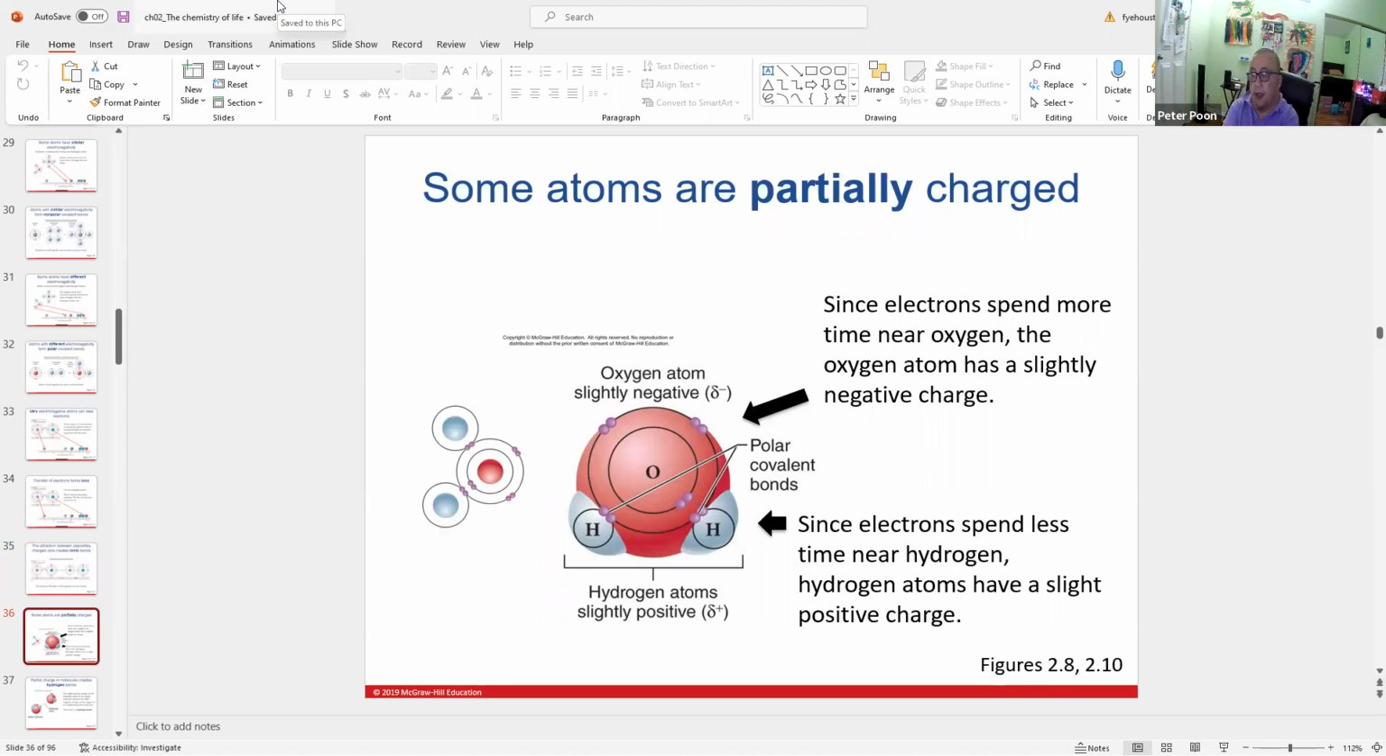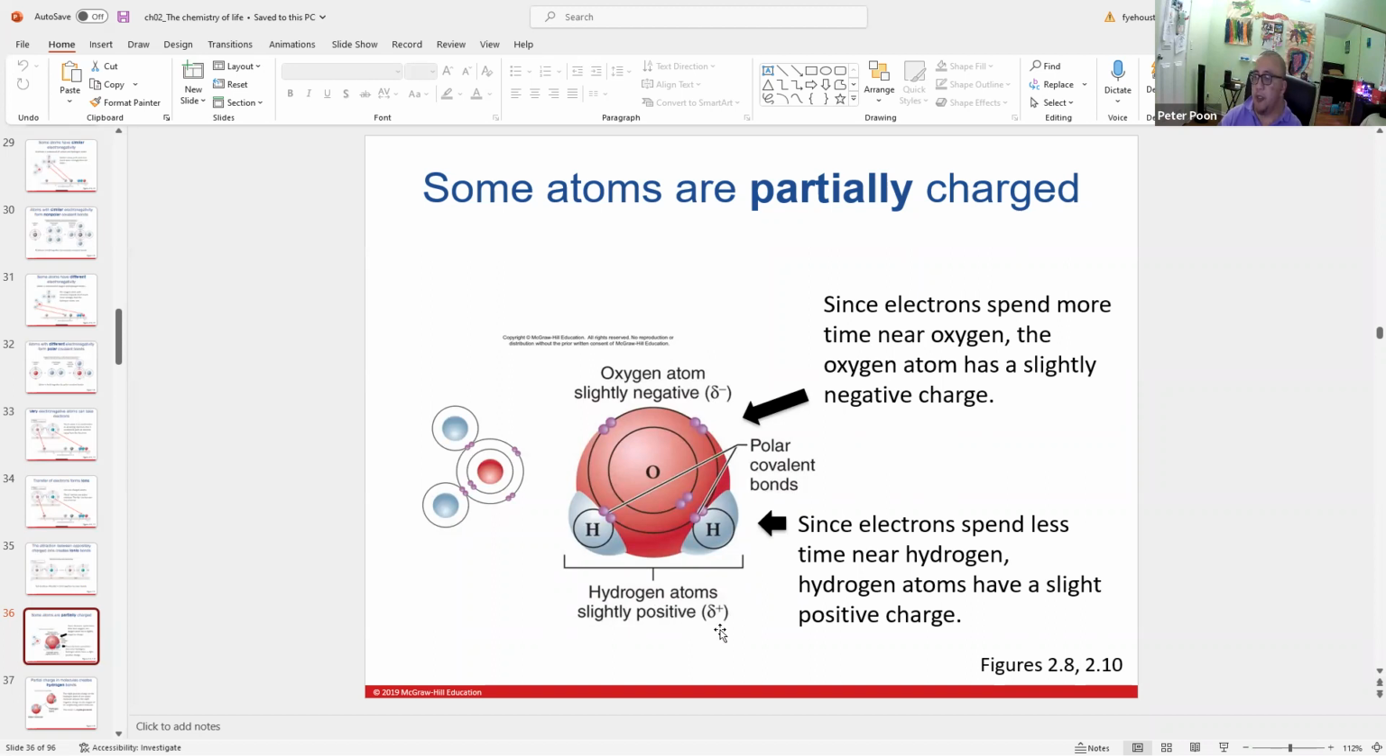Okay, so some atoms are partially charged, and this is water. Like I said before, they have polar covalent bonds. When we talk about things that are polar, polar means that two sides are not equal to each other. The oxygen has a slightly negative charge, the hydrogens have a slightly positive charge, and that's what the little delta sign means. Delta means partial, so delta negative, partially negative charge.